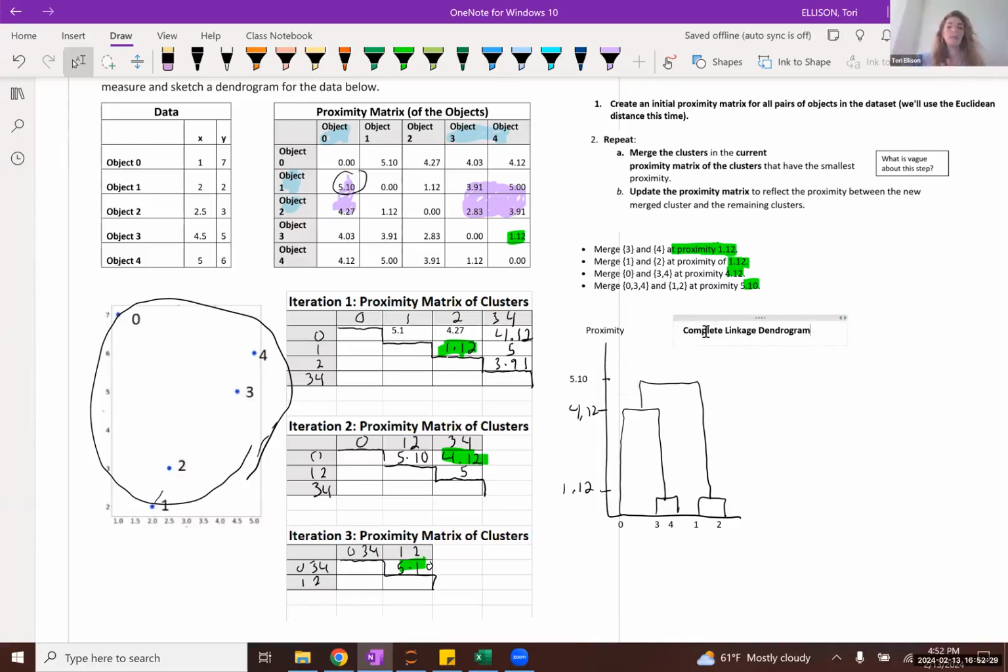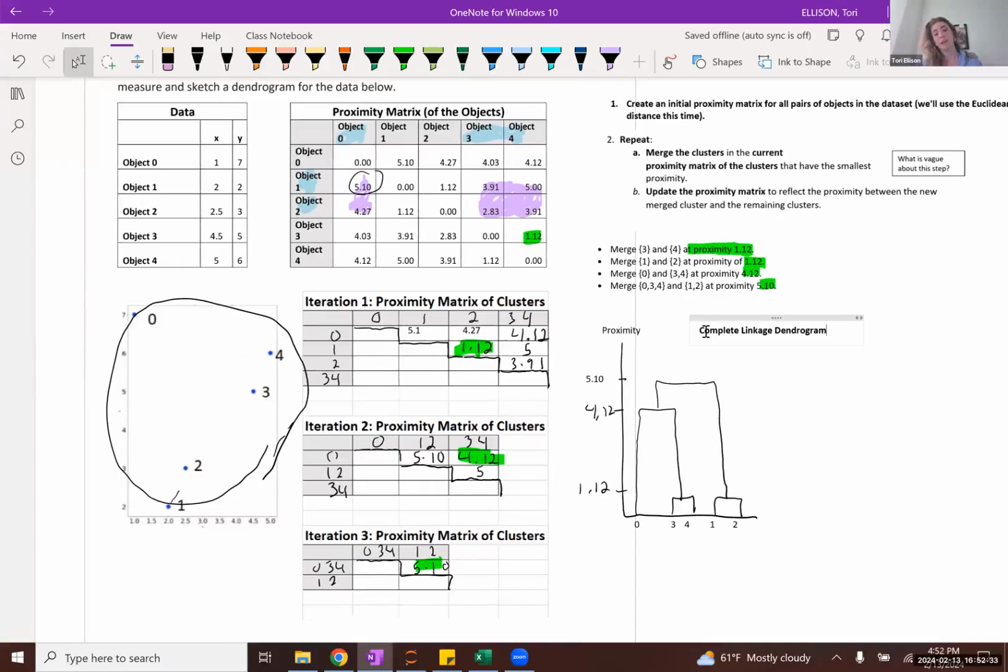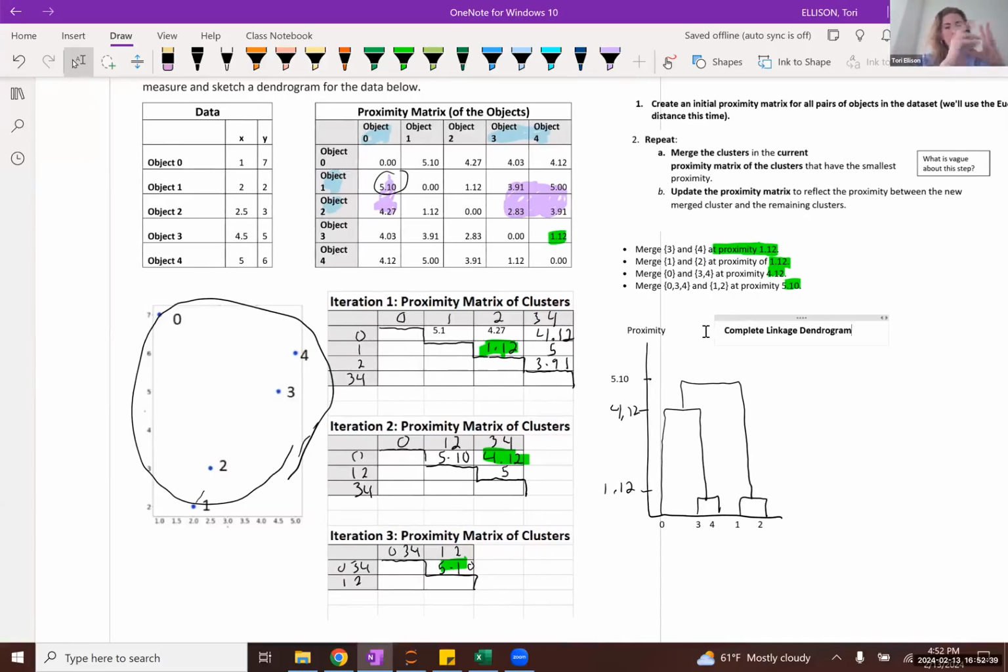Okay, done. Cool. All right, so that is the way to create a dendrogram using the complete linkage way of measuring the distance between two clusters.